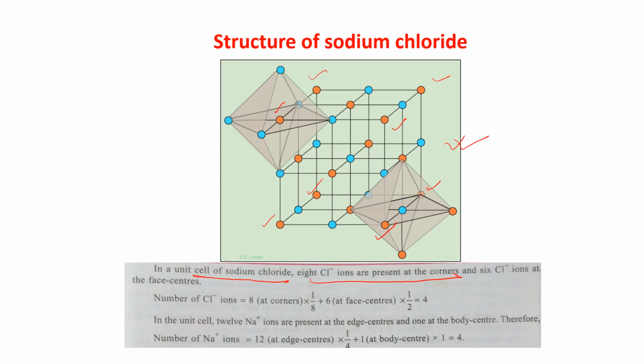Now 8 corners into 1 by 8, plus 6 are at the 6 faces, so their contribution is half, so total is 4. In the unit cell, 12 sodium ions are present at the edge centers and 1 at the body center. So edge centers means their contribution is 12 into 1/4, and 1 at the body center, so total is 4. That means in 1 unit cubic cell, there are 4 chloride ions and 4 sodium ions.